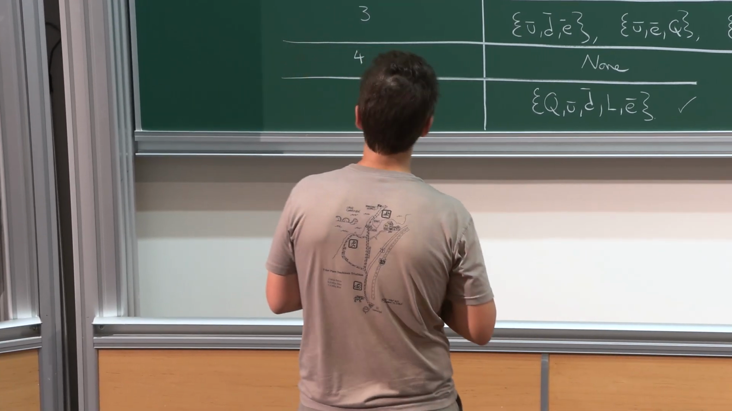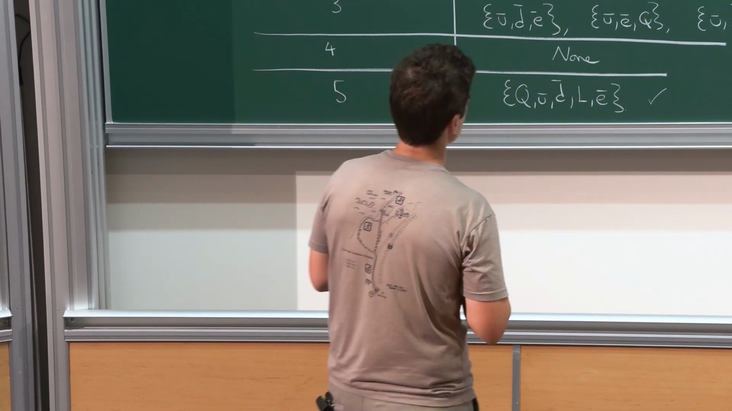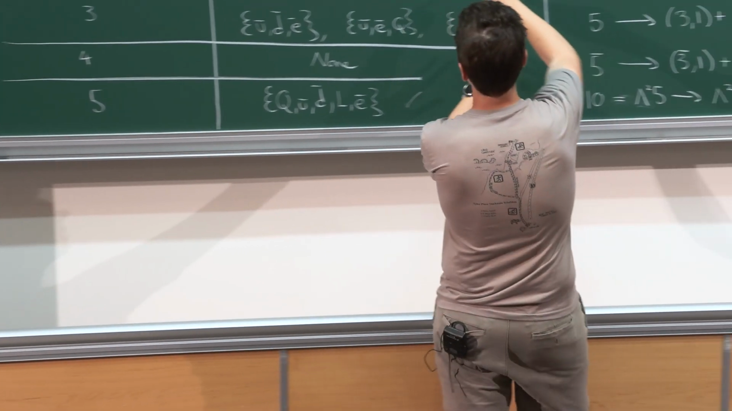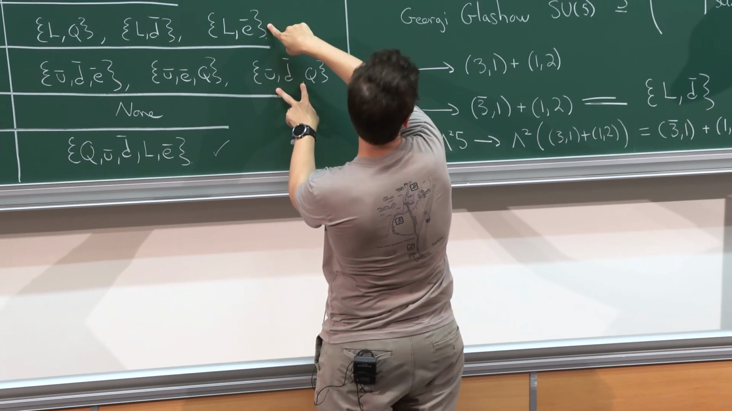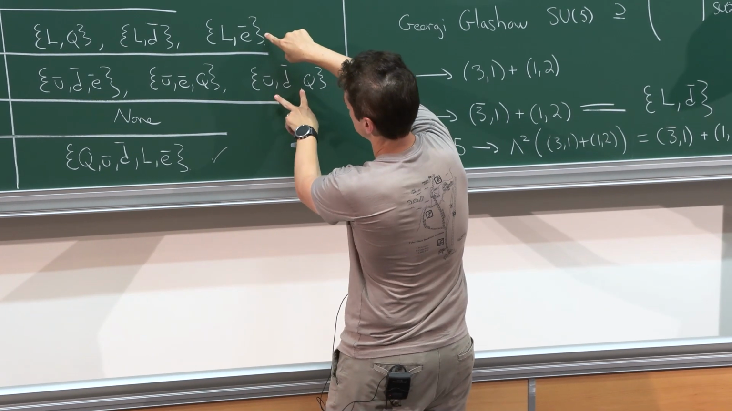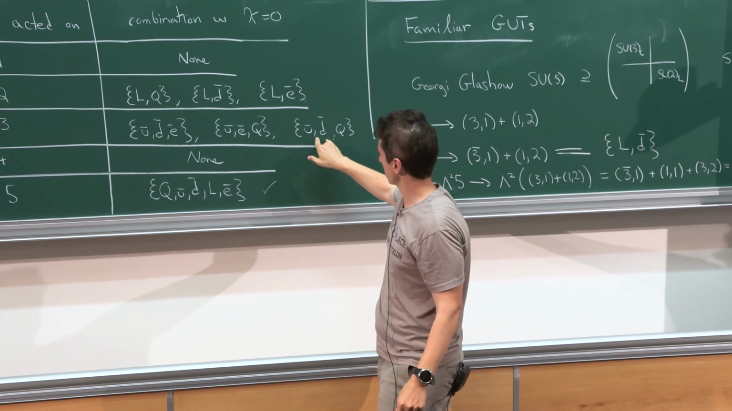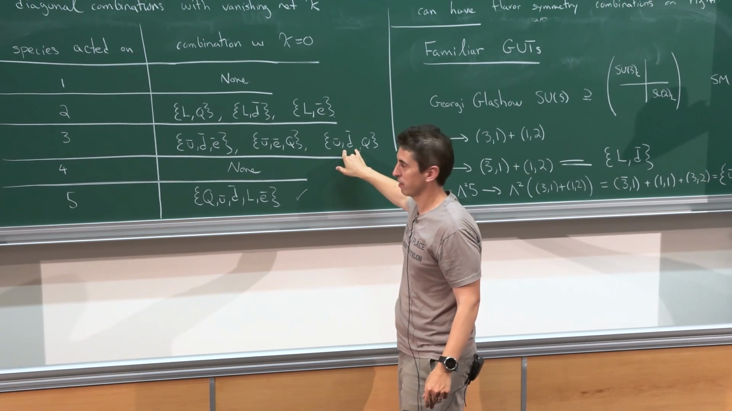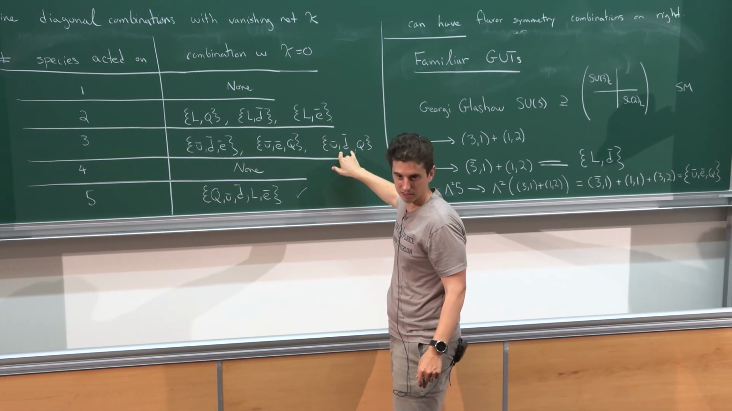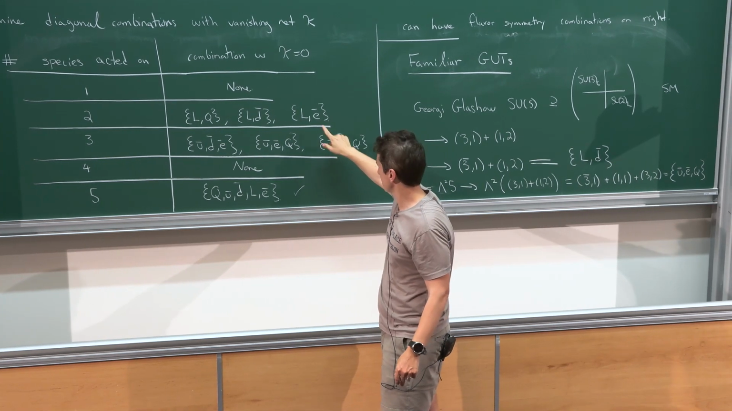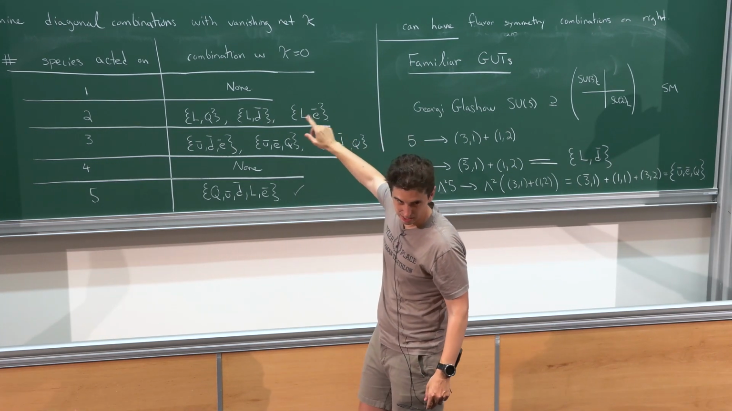For instance, I don't think there is a known GUT which does this possibility, if I'm correct. This is a possibility. That one would be interesting because it keeps all the quarks together, so it doesn't have proton decay at order 1. So that's a consistent possibility, but there is no known GUT that has that.